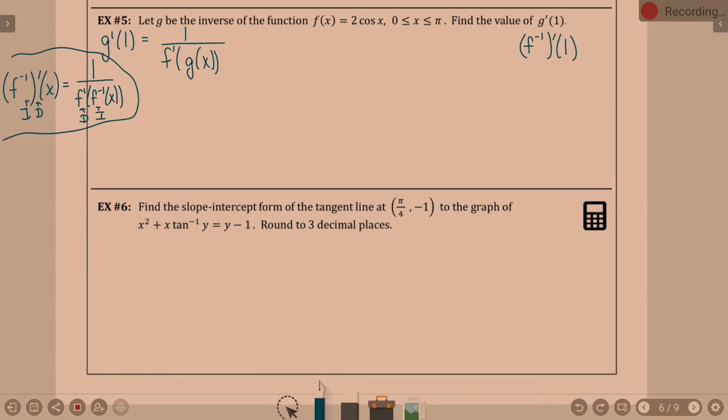Okay. Let's see. 1 over f prime. Oh, this isn't really supposed to be an x on the inside. What is it we're really using? This is really a 1. So, I need to know g of 1.